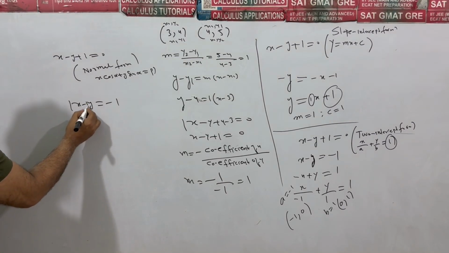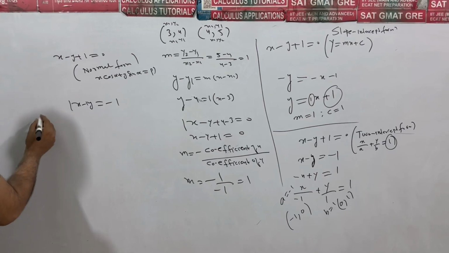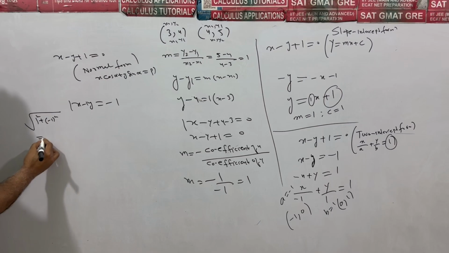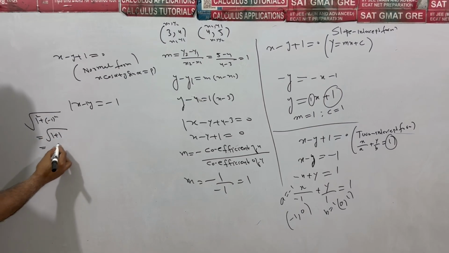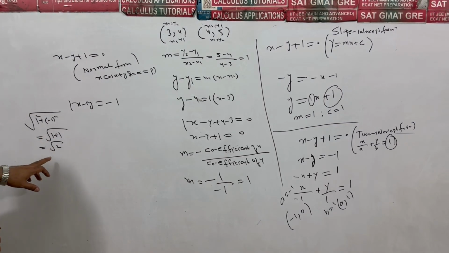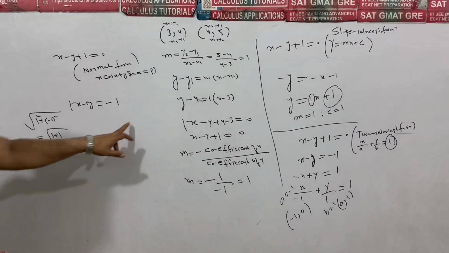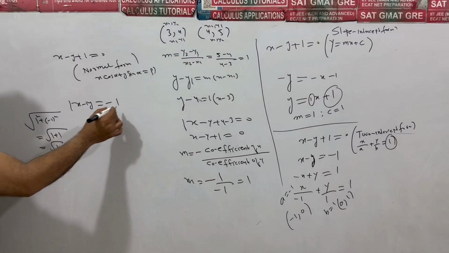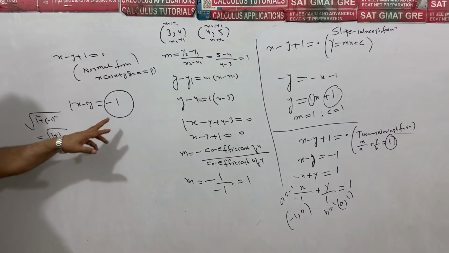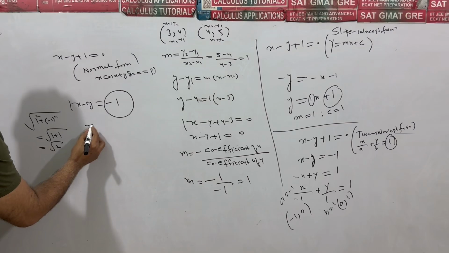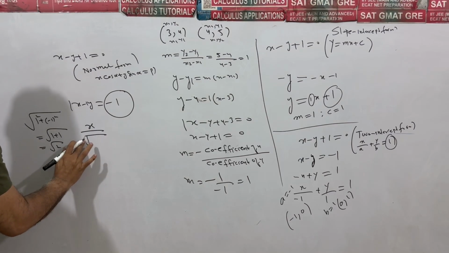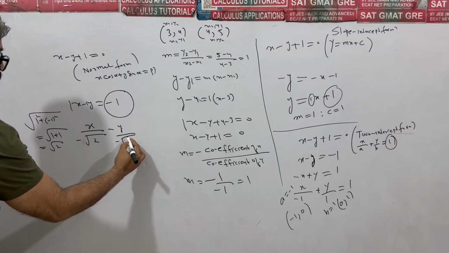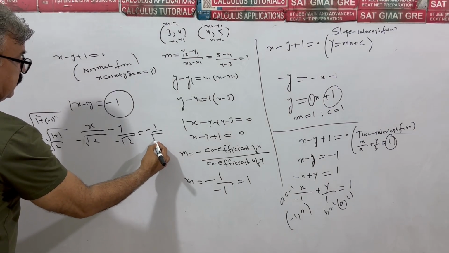Take the coefficients of x and y. Their magnitude: 1 square plus 1 square. It will result in 1 plus 1, which means under root 2. Now I have to divide with minus under root 2. Why? In order to get p, the distance from origin, positive. So I have x divided by minus root 2 minus y divided by minus root 2 is equal to minus 1 divided by under root.